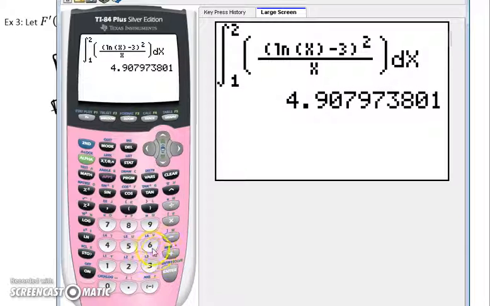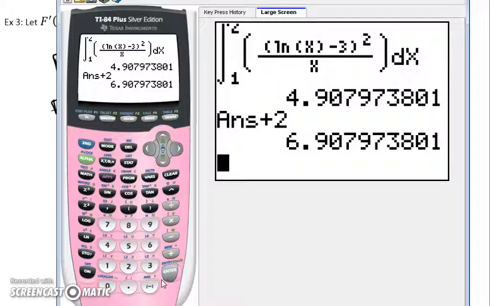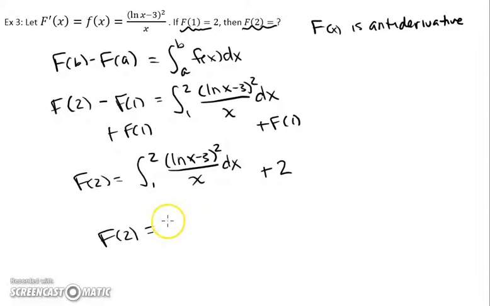Now that is the value of the integral, but that's not the value of F of 2, because we had to add 2. So our answer is actually going to be 6.908 for F of 2. So F of 2 equals 6.908.